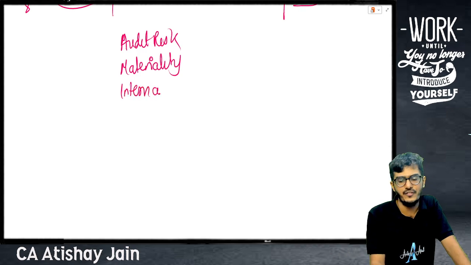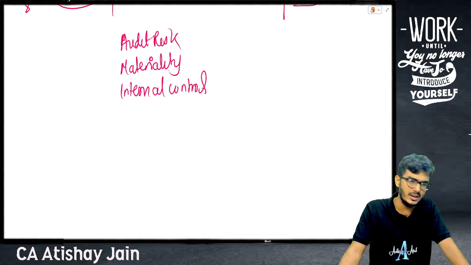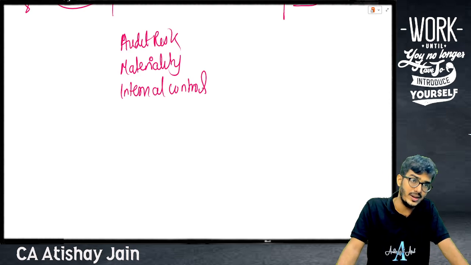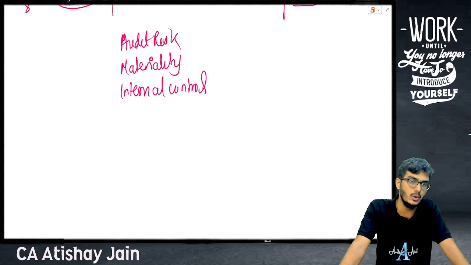Internal control has quite a lot in it. There are too many things on internal control: definition, advantages, disadvantages, that means limitations, then components of internal control. If you see the September 24 question paper, components of internal control were tested: 2 components, monitoring and control activities. So those 2 were tested.